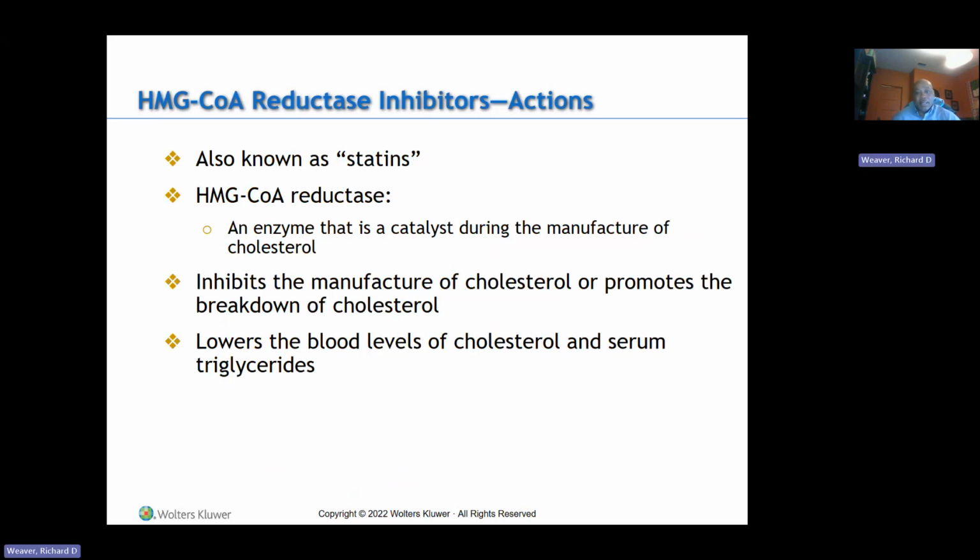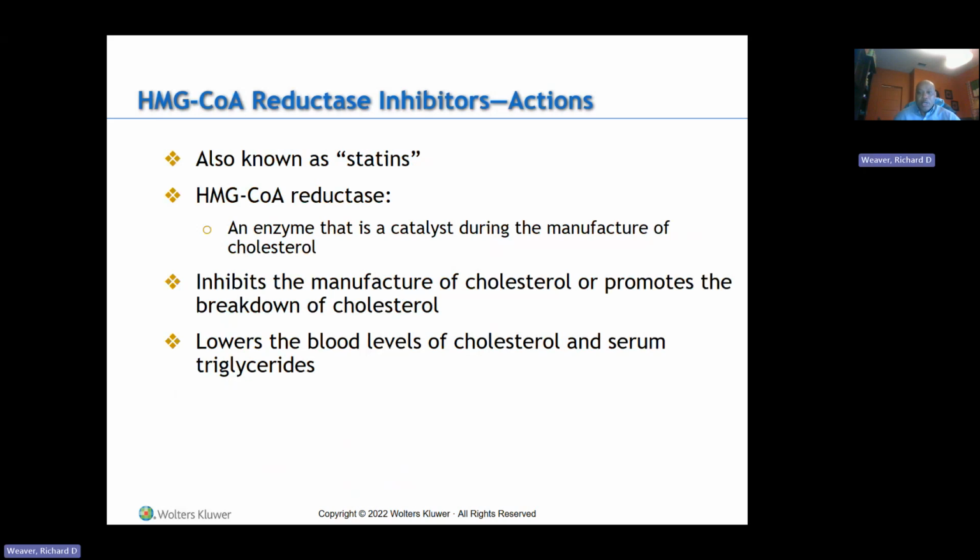Now, the anti-hyperlipidemic drugs, in particular the HMG CoA reductase inhibitors, are typically referred to again as statins. All right. This nickname actually comes from the fact that generic drugs in this category all end in statin. Right. When you look at these words, you'll see the statin name at the end of these drug names. So again, we refer to them as statins.